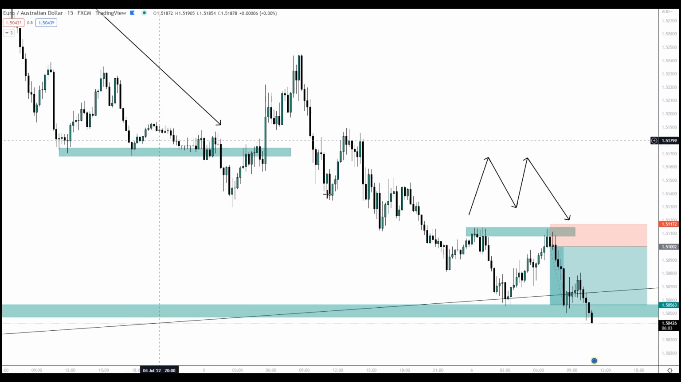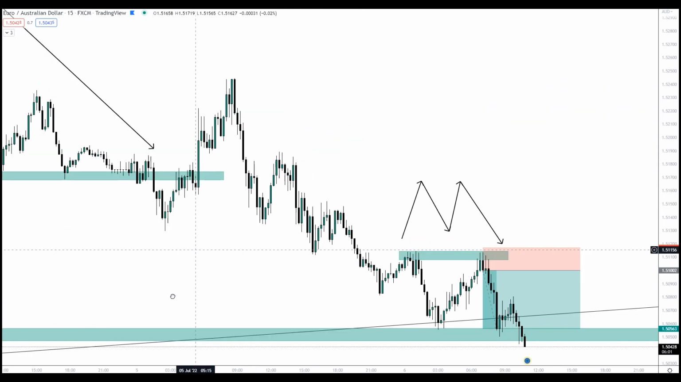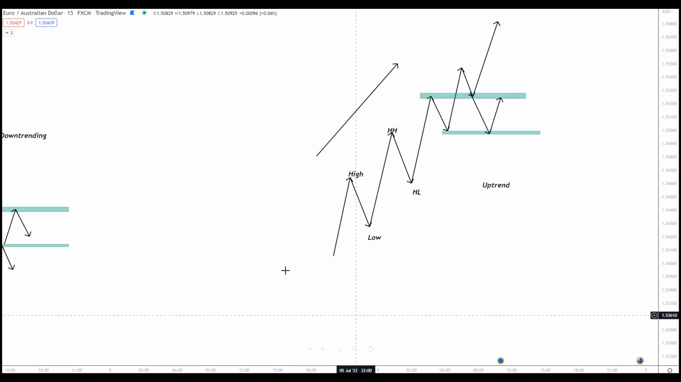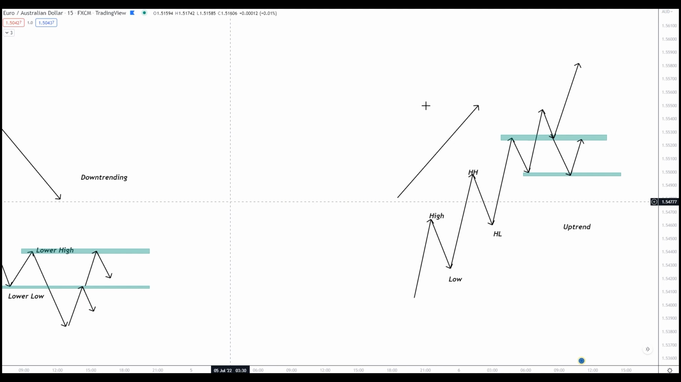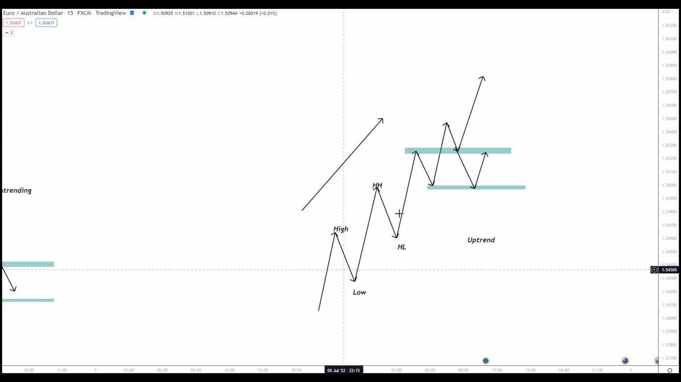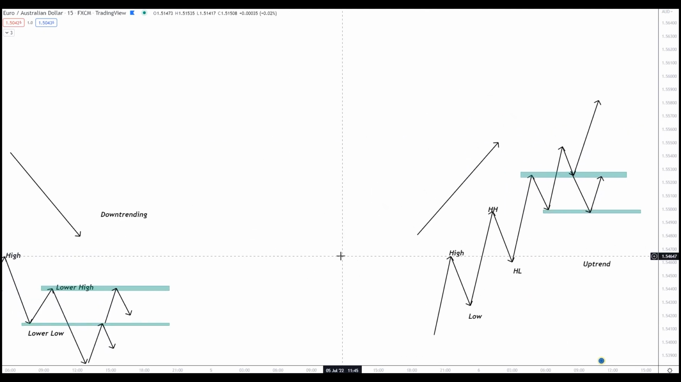You are simply just looking at the characteristics of the market. You are either looking for a retest of an immediate low or the double top for the lower high. And then as well, you are looking for an uptrend, retest of the previous high, or a double bottom on the higher low. Easy as that.